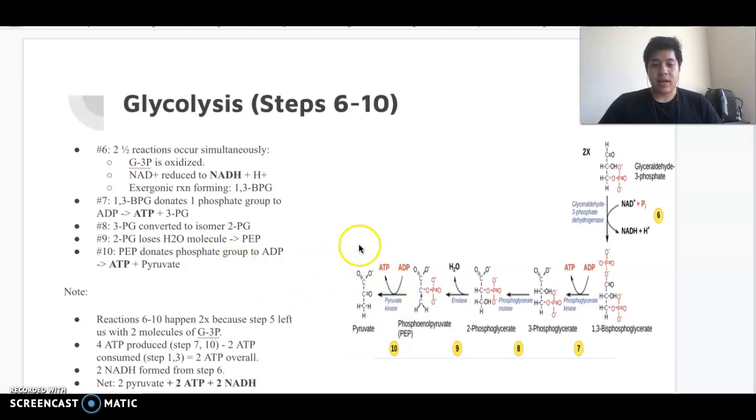Note that reactions 6 through 10 happen 2 times, because the previous step, step 5, left us with 2 molecules of G3P. So we had 4 ATP produced from steps 7 and 10, because it happened twice. We're subtracting 2 ATP consumed in steps 1 and 3, and that leaves us with 2 ATP overall at the end of glycolysis. And we also have 2 NADHs that are formed from step 6, as you can see here. So the net products for glycolysis include 2 pyruvate, 2 ATP, and 2 NADH.